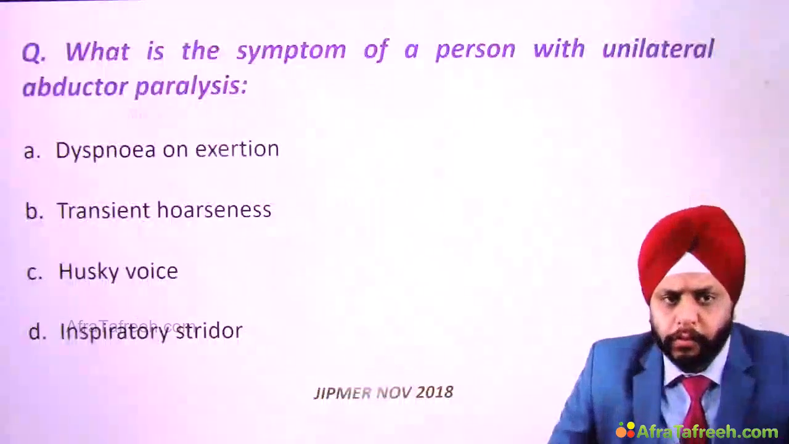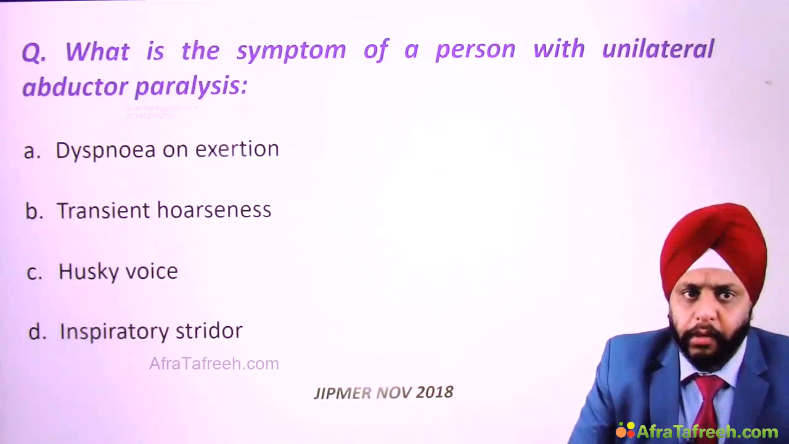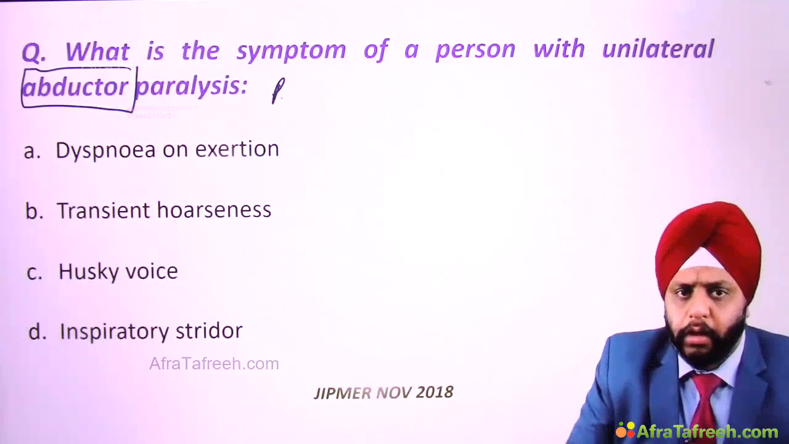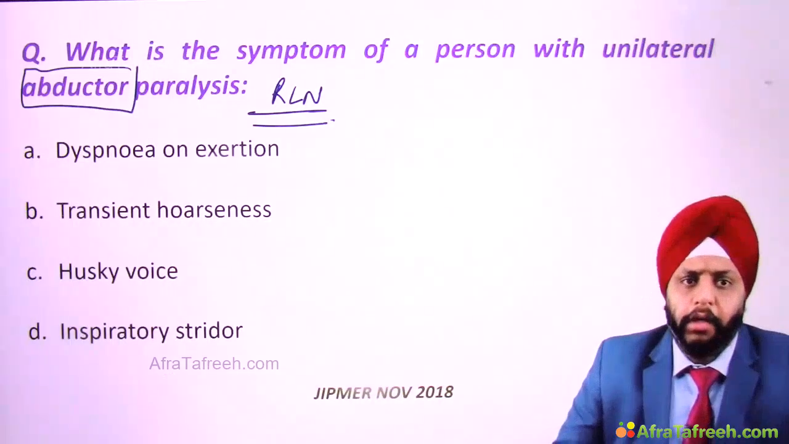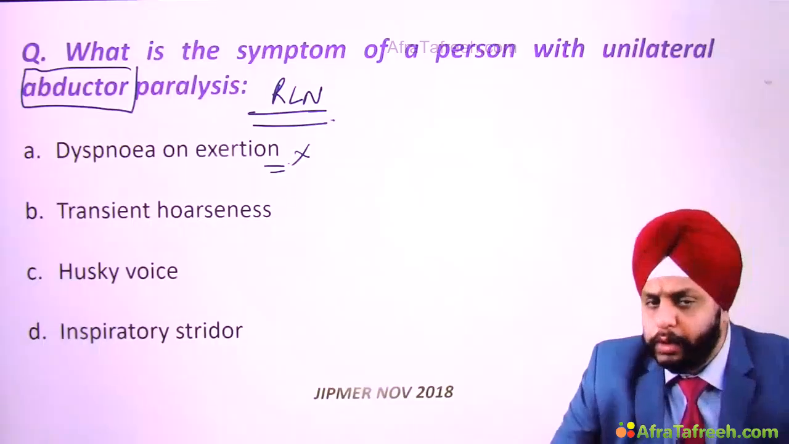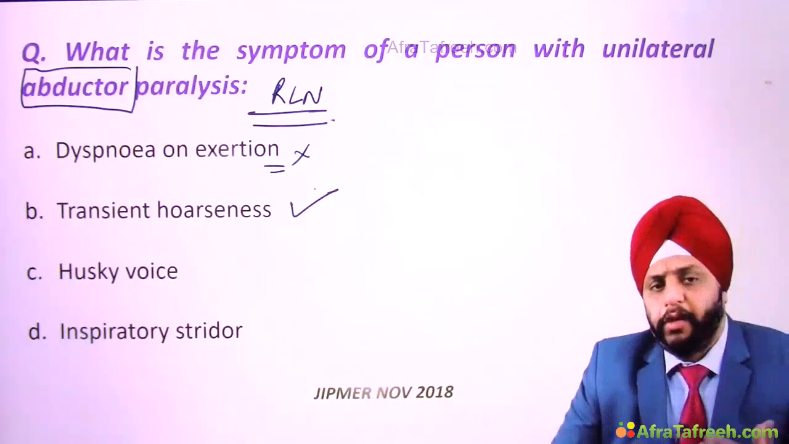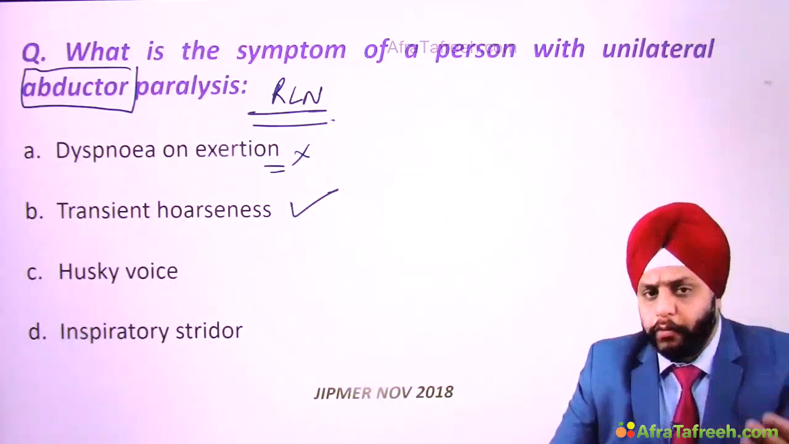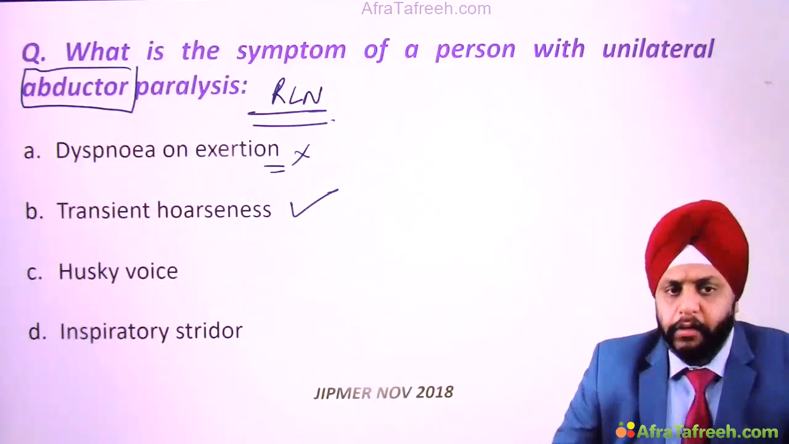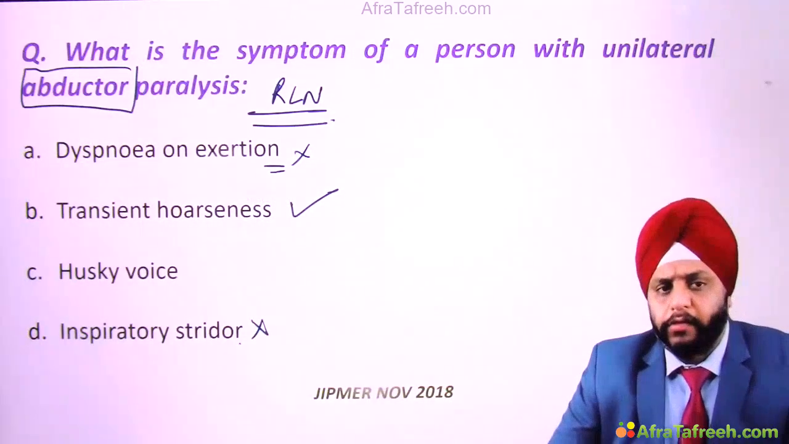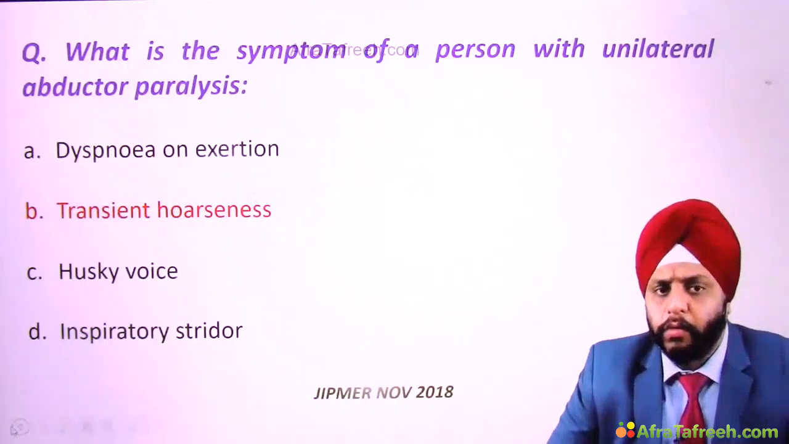Okay, let's come to this question. What is the symptom of a person with unilateral abductor paralysis? Abductor paralysis is a term for recurrent laryngeal nerve palsy. What will happen to this patient? Dyspnea on exertion, no, there is no problem with breathing, the airway is nice. Transient hoarseness, yes, the patient has hoarseness which improves because the other vocal fold undergoes a compensatory hypertrophy. There is no stridor. The voice is hoarse and not husky. So the answer to this question is transient hoarseness of voice.